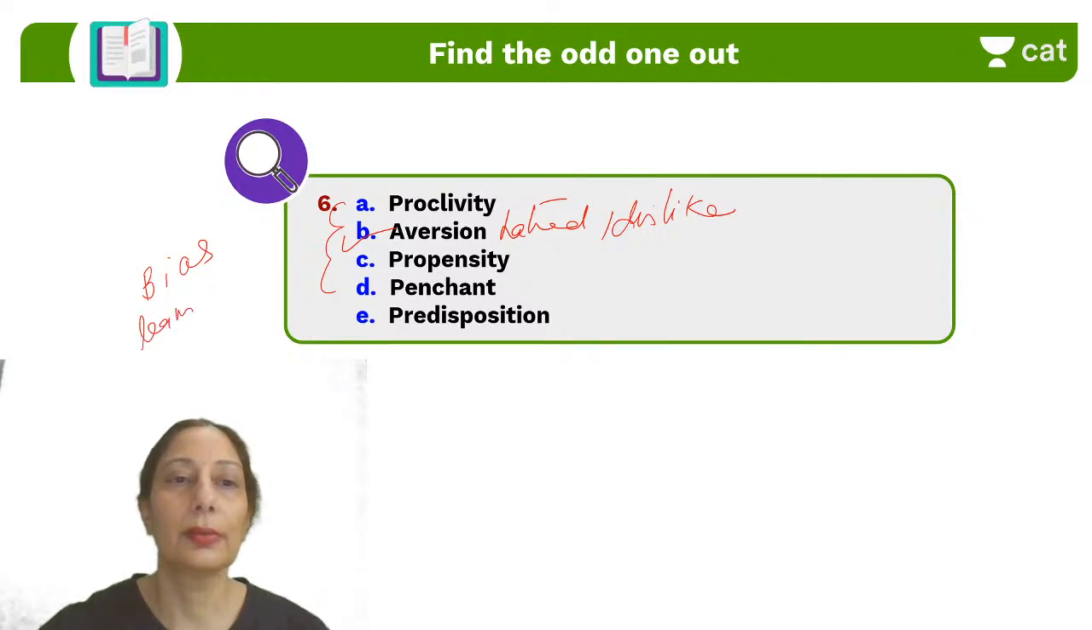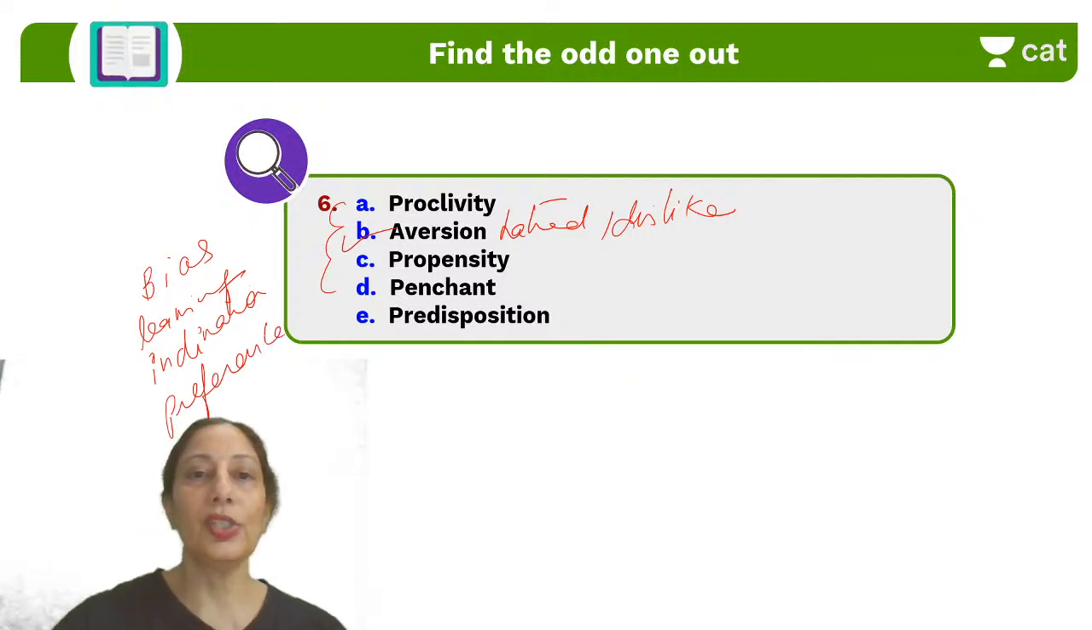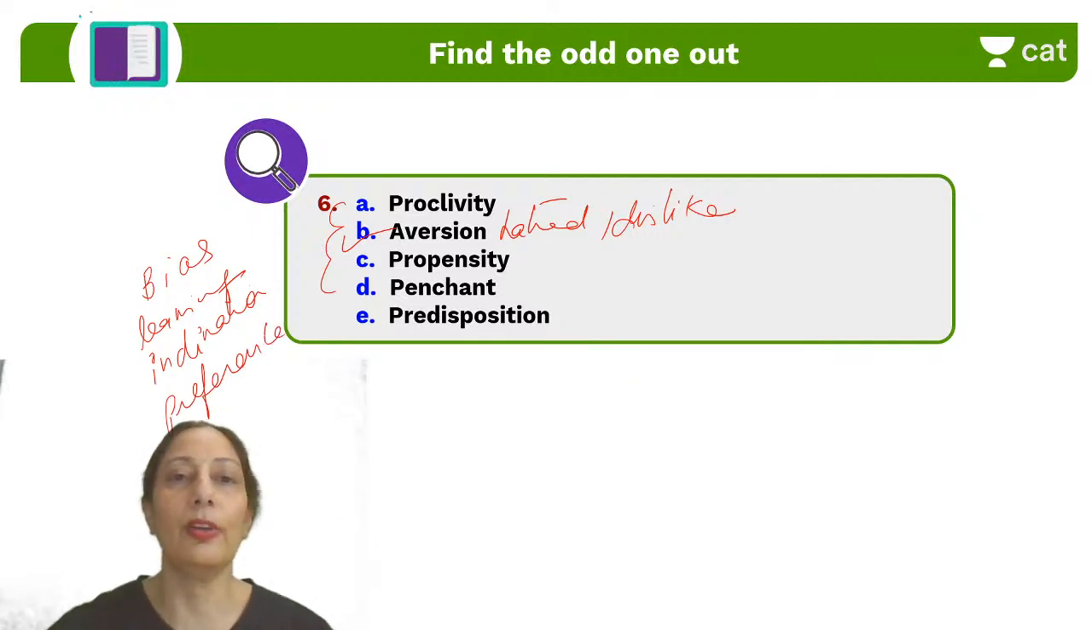leaning, inclination, or a preference. So when a teacher in a class is showing a lot of bias to one student, that means she is inclining towards one student. She has a propensity or a predisposition to that particular student. So these are all synonyms of the same word.